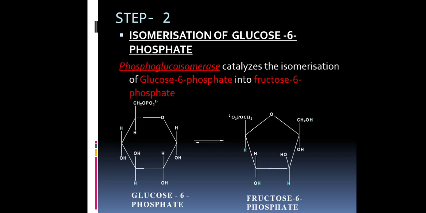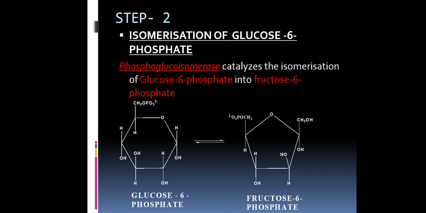Now if you see the basic difference between this, you can clearly see that glucose 6-phosphate is converting into fructose 6-phosphate, and remember that a 6-membered glucose is converting into a 5-membered fructose. Okay, so that is what happens. So that is the isomerization of glucose 6-phosphate into fructose 6-phosphate. In this particular reaction, a 6-membered ring converts to a 5-membered ring.